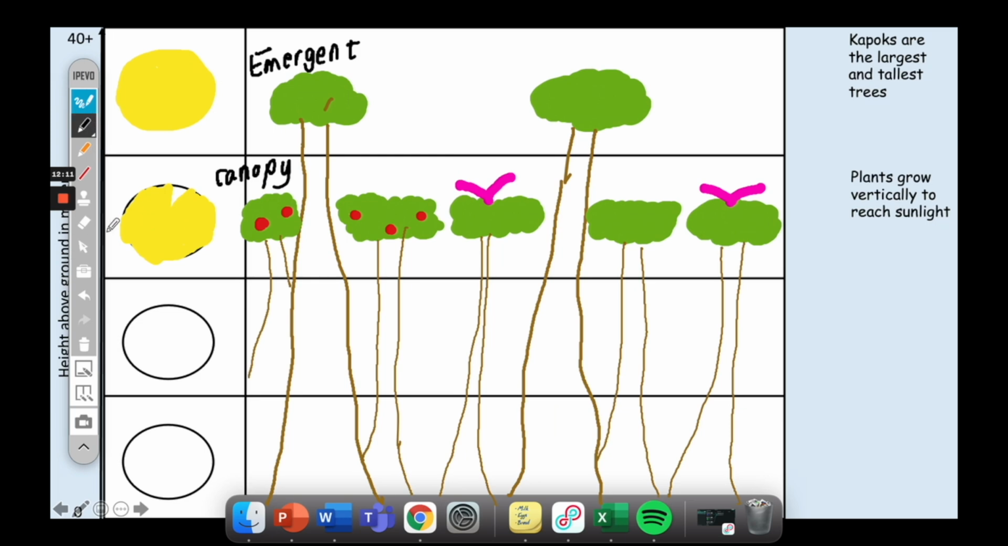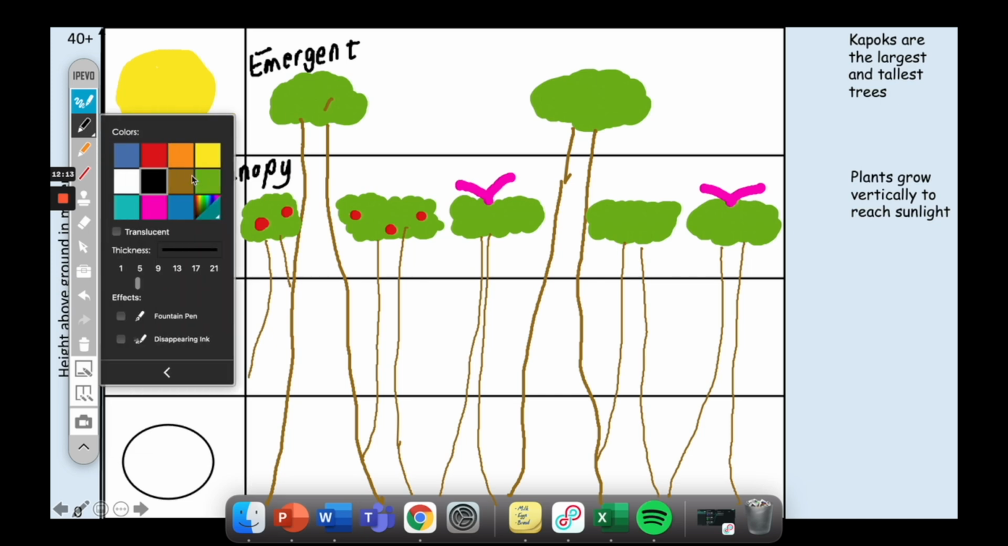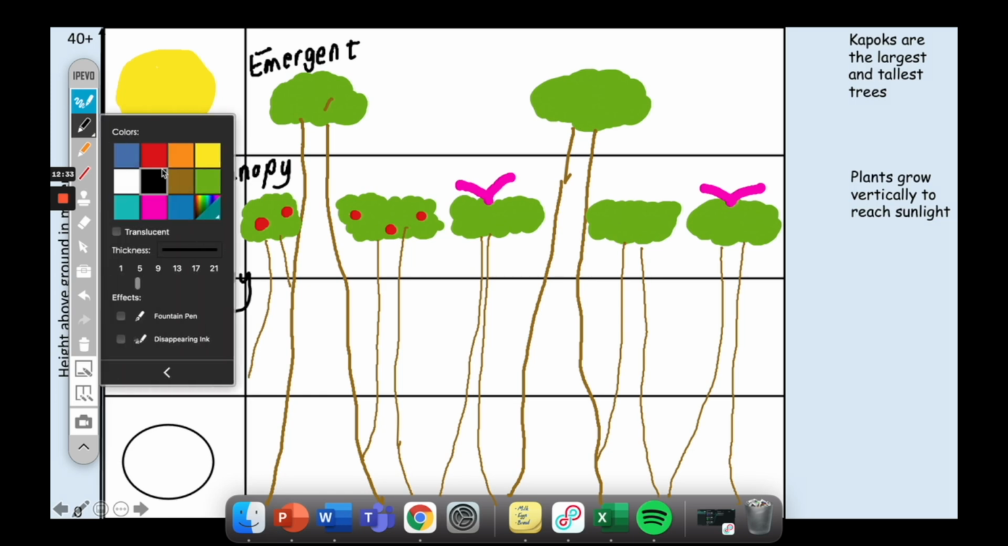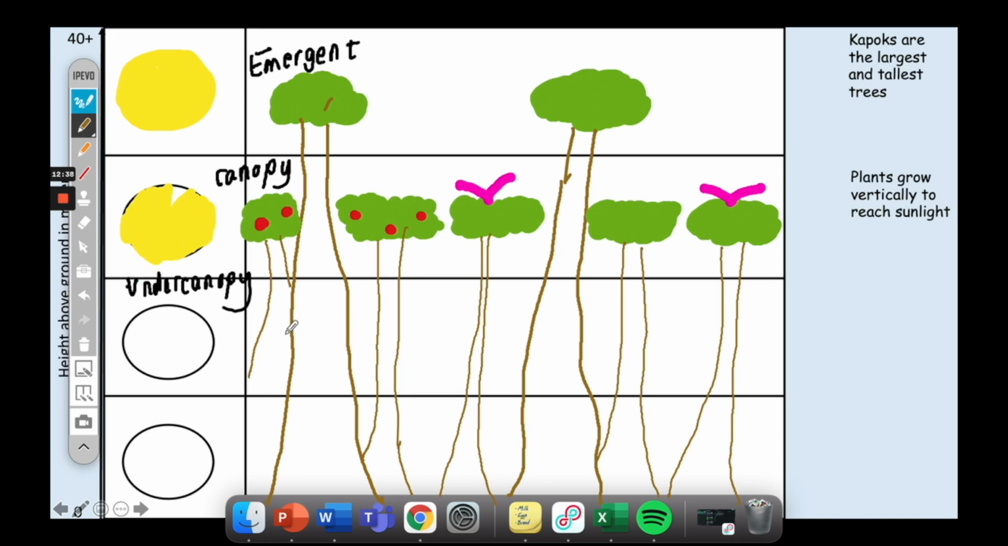Now the next layer of the rainforest is a layer that we call the under canopy, or sometimes the understory. So you can label it as the under canopy. Now the under canopy is famous for being a very woody layer. What I mean by that is there are lots of vines and branches and creepers. So there are lots of vines travelling in between the trees.